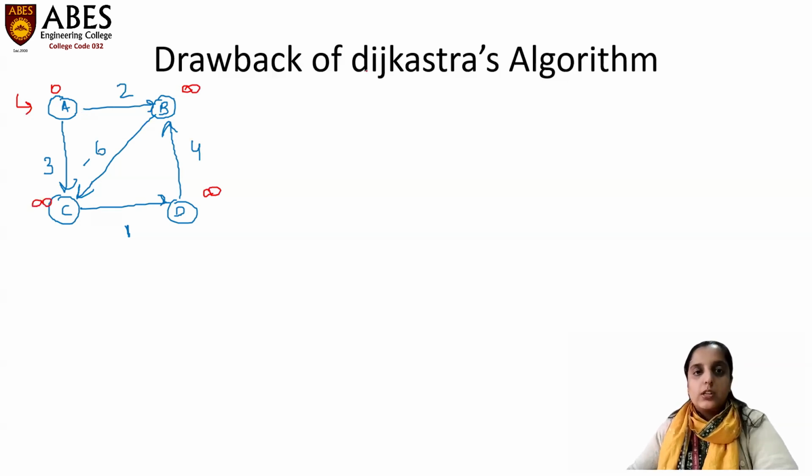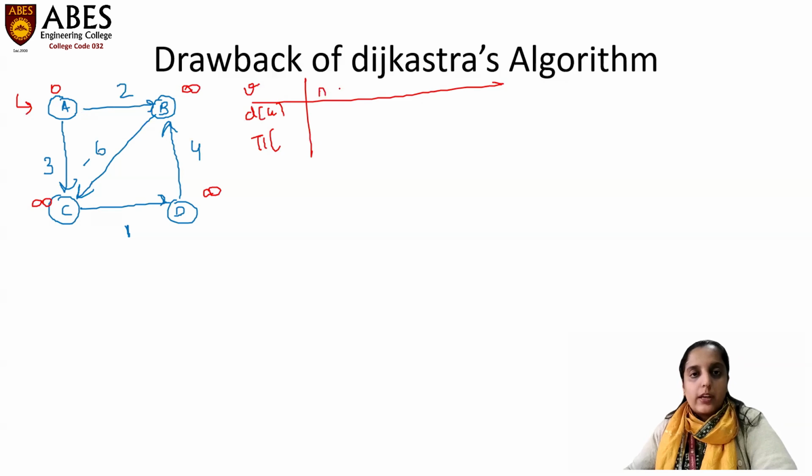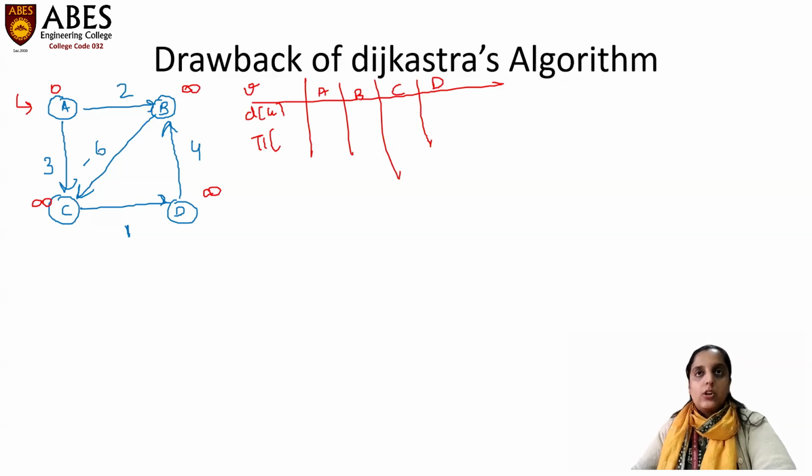This will be infinity. So we're going to construct one weight matrix with V, next D of U, and the next is pi. Here we'll write A, B, C, D. So here we're going to write 0, infinity, infinity, infinity, and the parent will be nil.